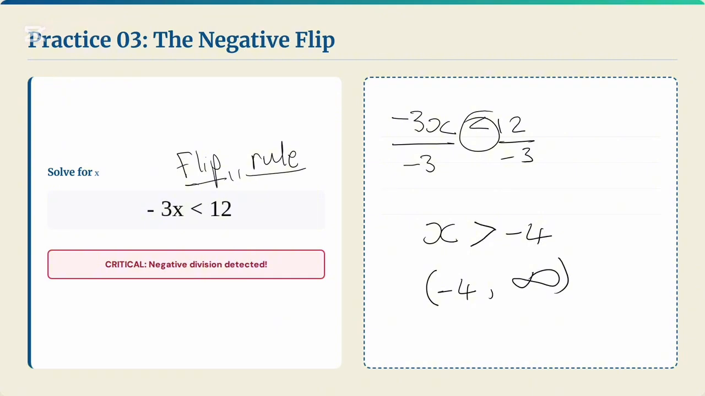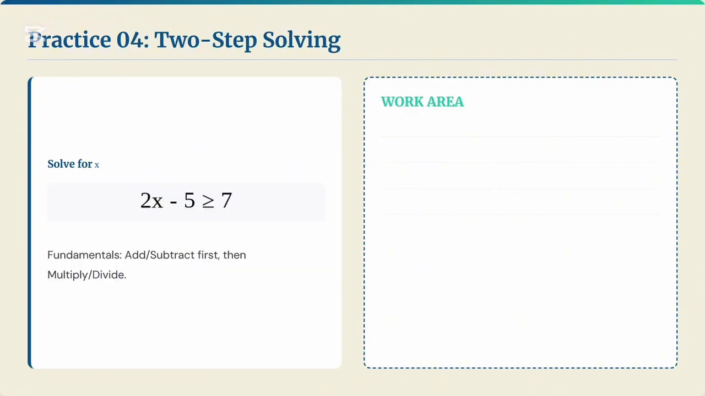Now, for this example, I want you guys to pay close attention. We have 2x minus 5 is greater than or equal to 7. The first thing we do is work with our addition or subtraction. In this case, we have subtraction before we divide anything. So we're going to move our 5 to the other side of the inequality sign.